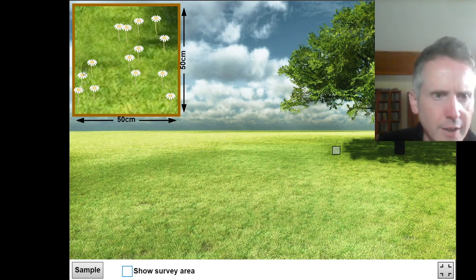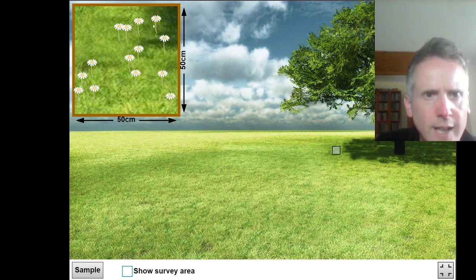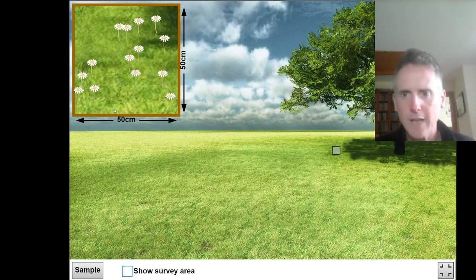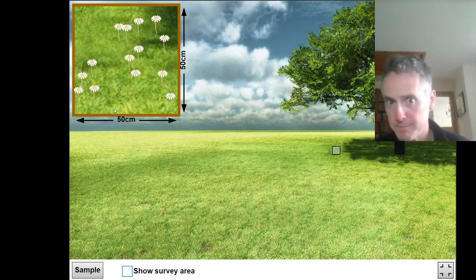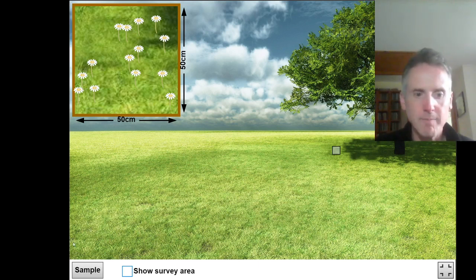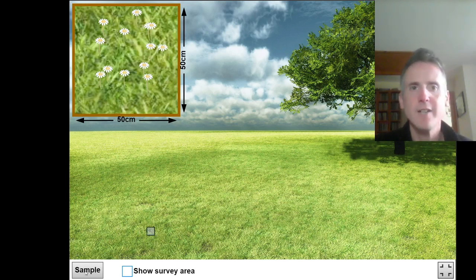Right, I have to do a decider. So I'm going to do it slower and more systematically. 1, 2, 3, 4, 5, 6, 7, 8, 9, 10, 11, 12, 13, 14. Right, it's 14. So I made sure I counted it accurately. I double checked it. Okay, and then I just do that again. So my first quadrat was 14. Next one, and so on and so on.